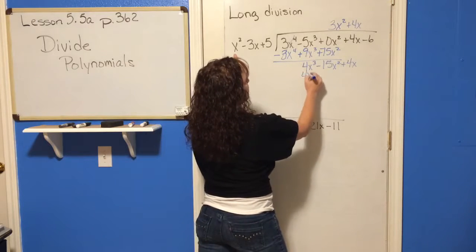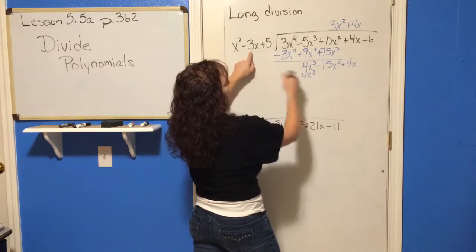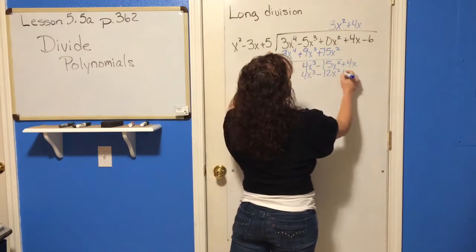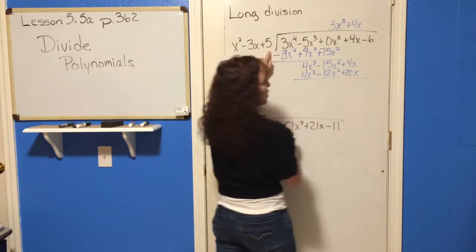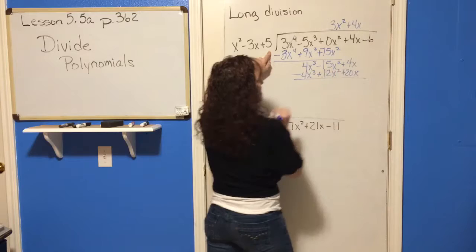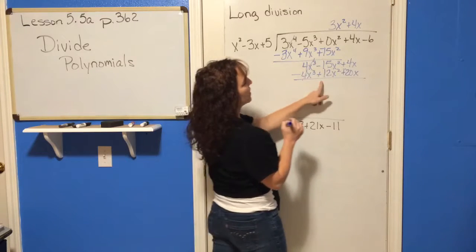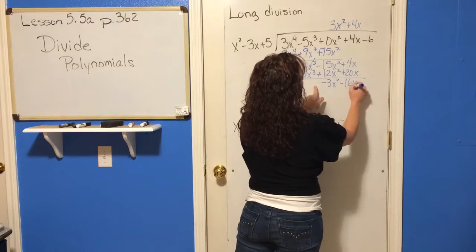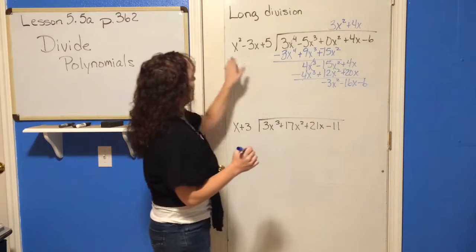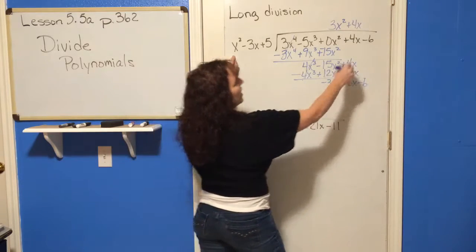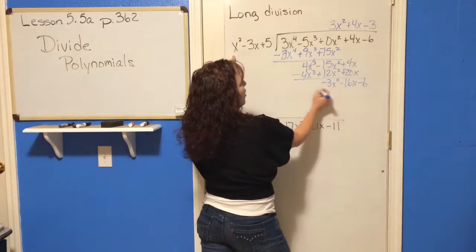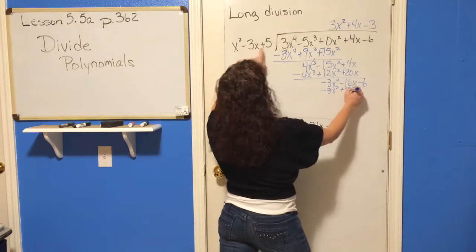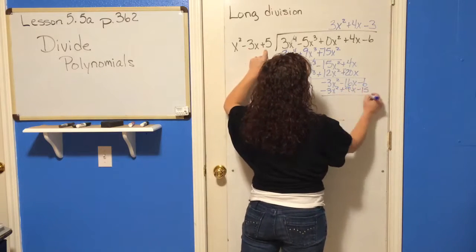So then you have 4x cubed, and then 4x times negative 3x is negative 12x squared, and 5 times 4x is plus 20x. Then you're going to subtract, so change all the signs. This one drops out, which is what you want. This one leaves you with negative 3x squared minus 16x. Bring down the negative 6. Now same thing: you need to multiply by negative 3. So now you end up with negative 3x squared plus 9x minus 15.